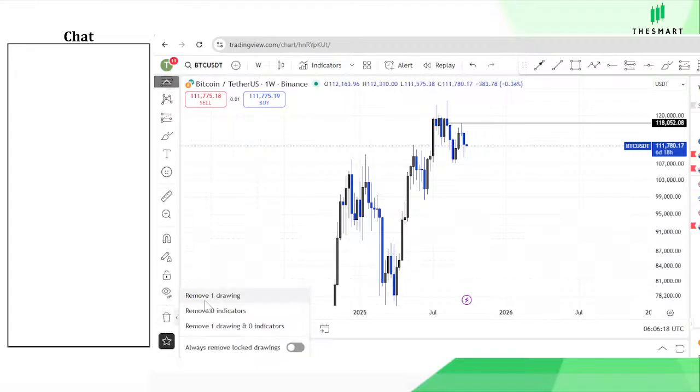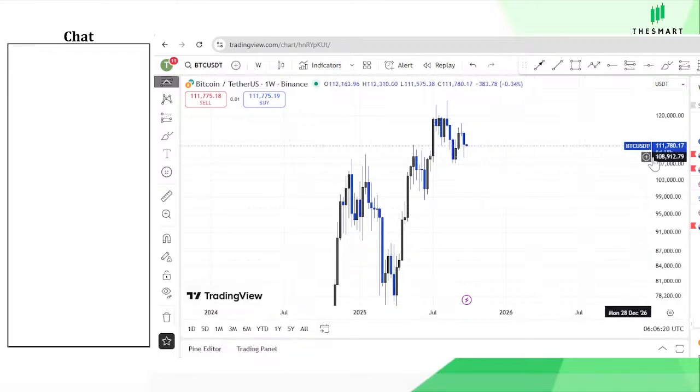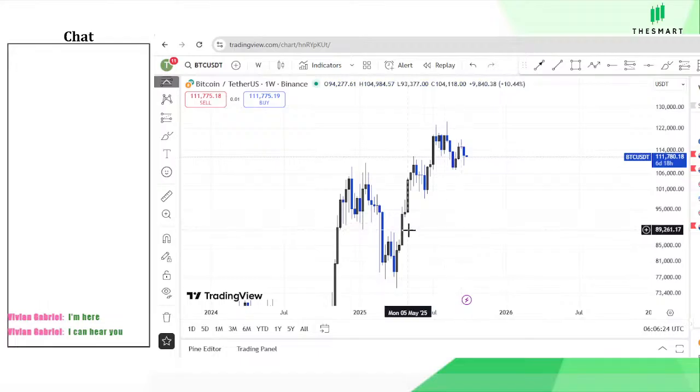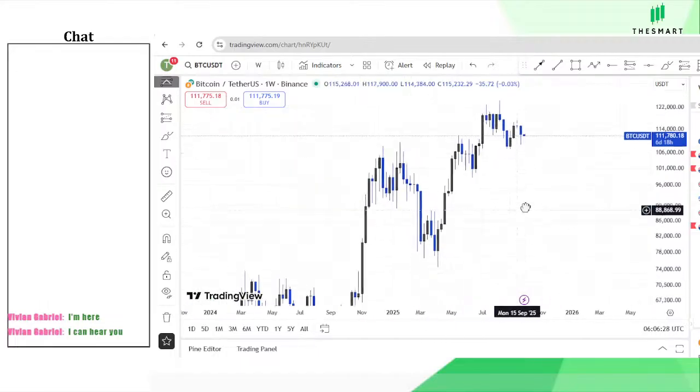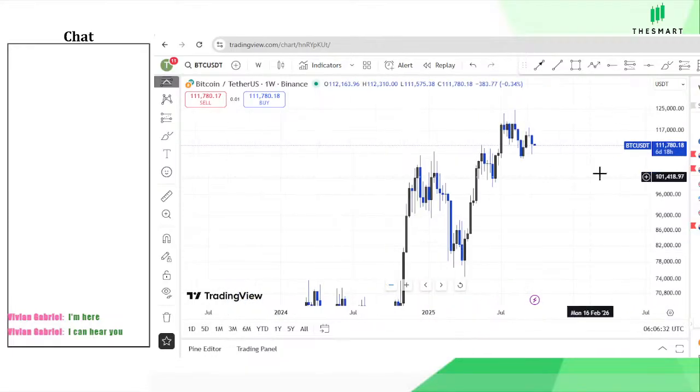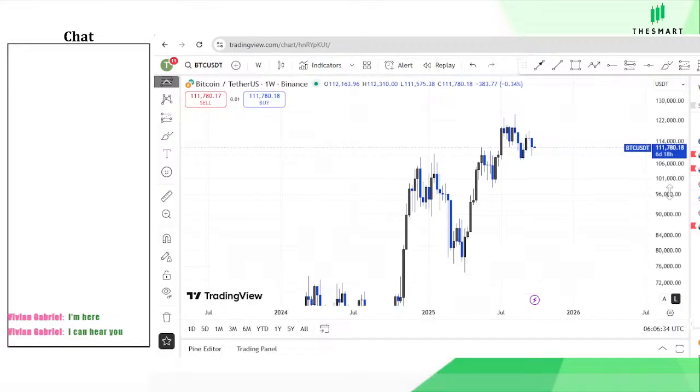This is BTC on the weekly time frame, and on the weekly time frame, you can see that we are bullish on BTC. We are bullish, but we are kind of in a bearish corrective move. So let's mark the structure now.